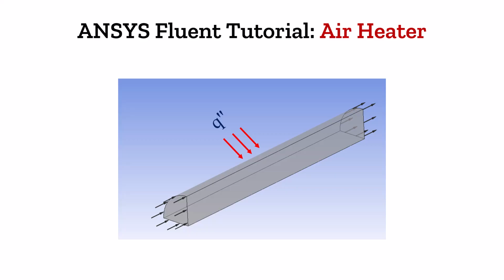Hello and welcome. In this video, I'm going to show you how to model an air heater in ANSYS Fluent. In our model, air flows into a heater, and due to applied heat flux, the air temperature increases. In this study, we only use a 90-degree section because of the symmetric boundary condition. Now let's get started modeling.